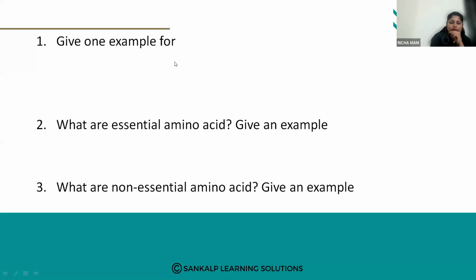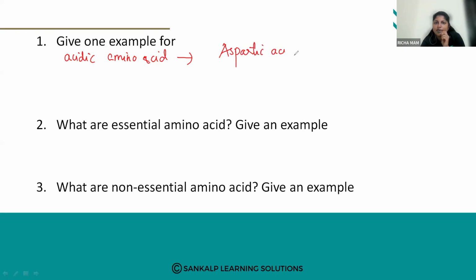Give one example for... So they can ask you like this for 1 mark, if they want to ask the sub questions. That time, how can they ask you? They'll ask you, give an example for acidic amino acid. So what will be an example for an acidic amino acid? The example for acidic amino acid is aspartic acid.